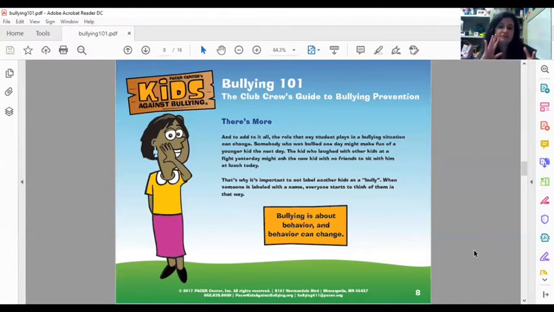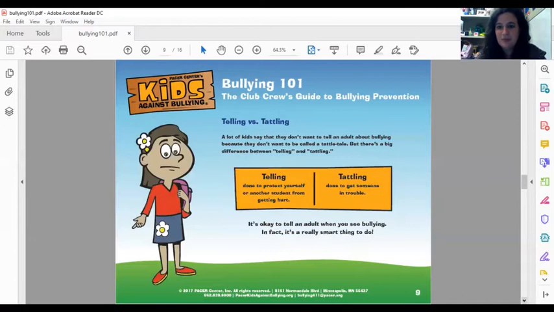But also because of that, your behavior can change. Let's look at that in a positive way. So if you're being the bully, you can easily change that too. All right. I love this explanation.